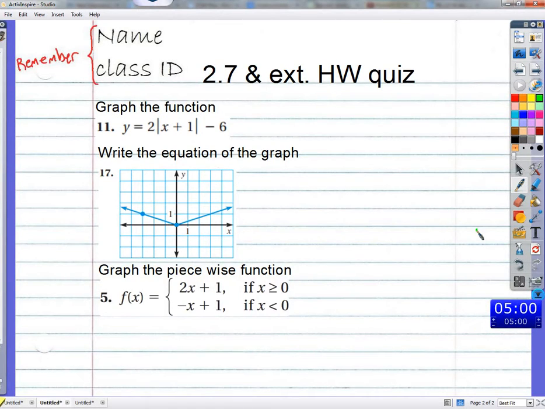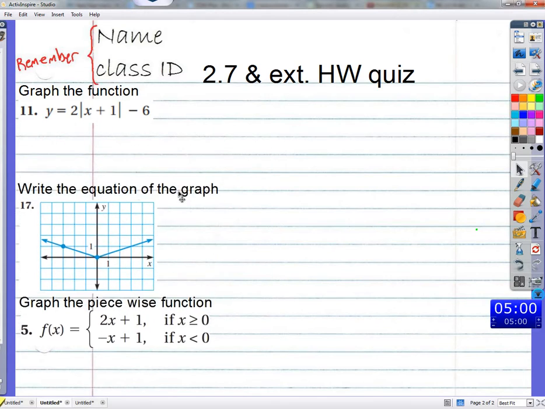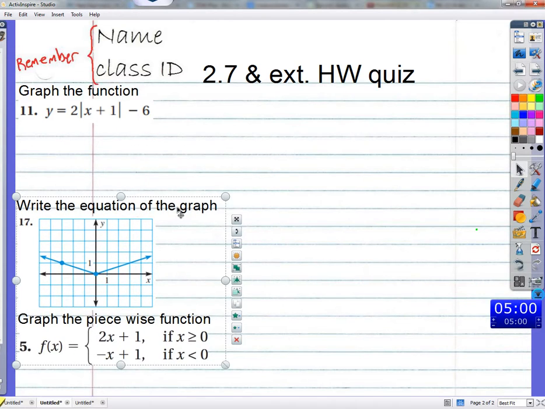Okay, so we're going to graph this function. Should have been moving these around. Okay, we're going to graph this function.